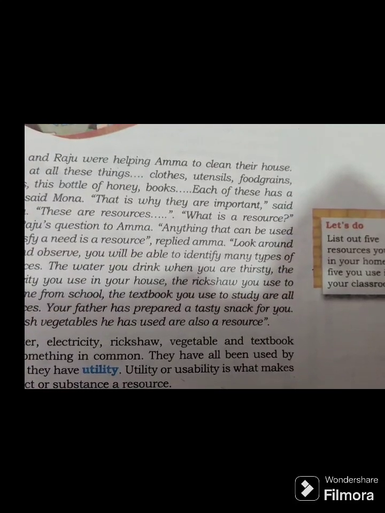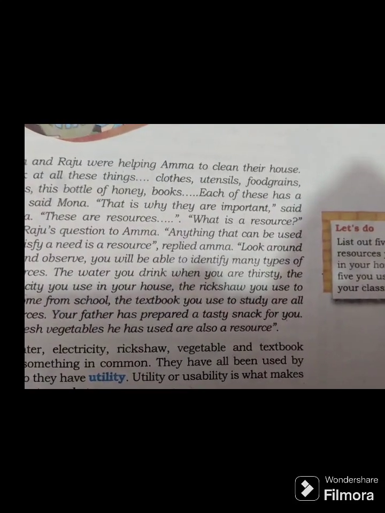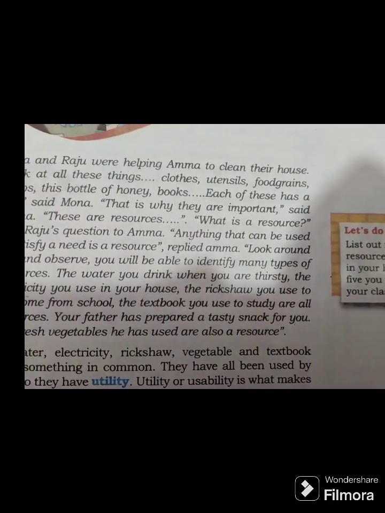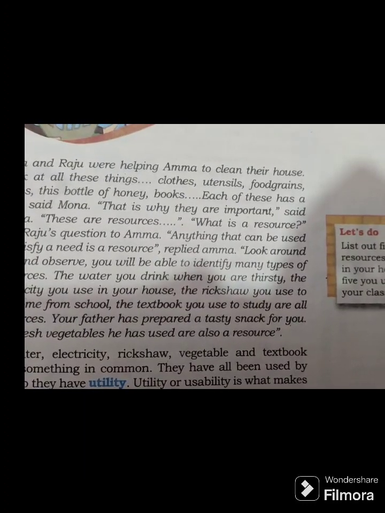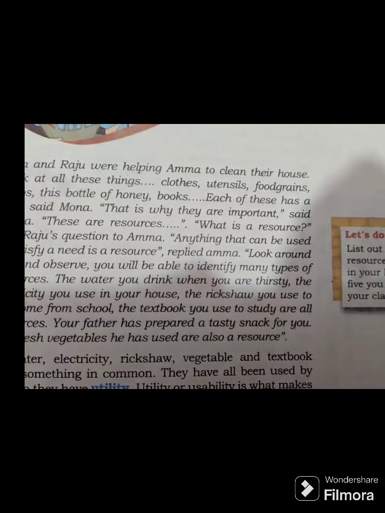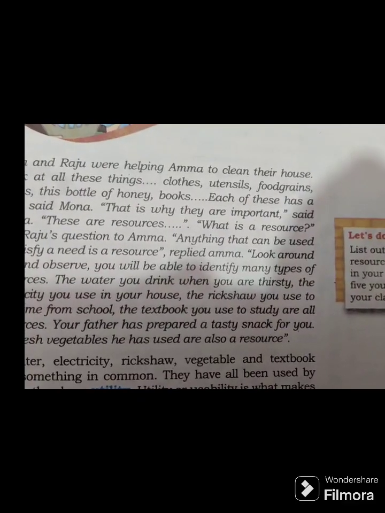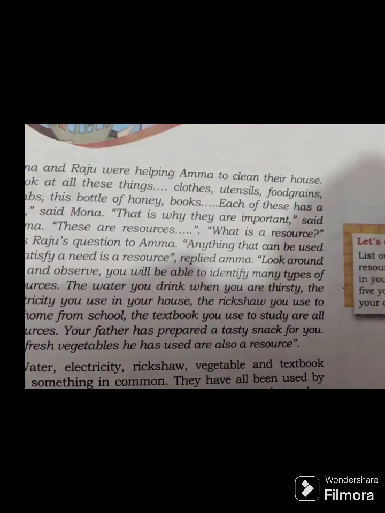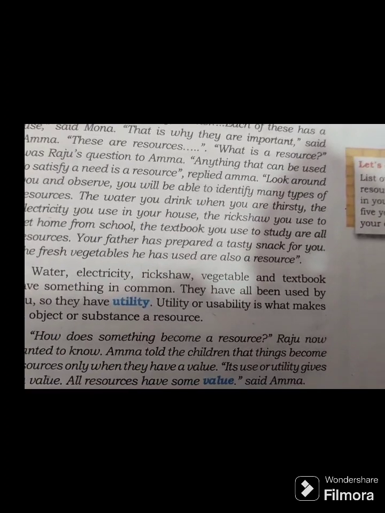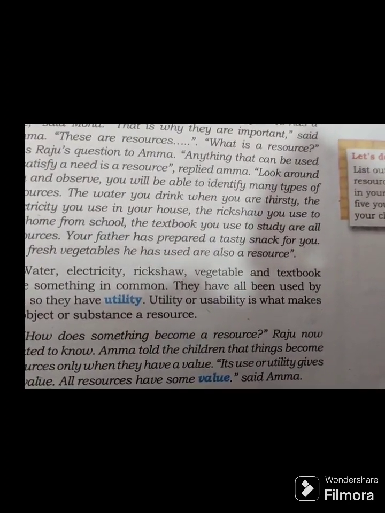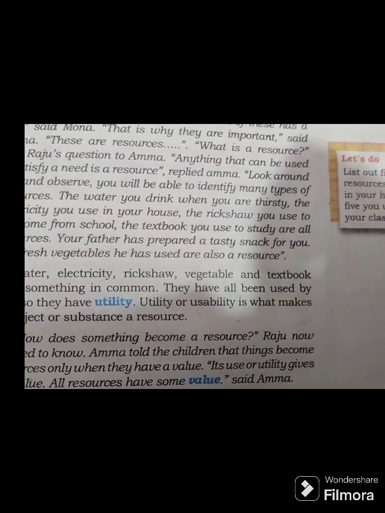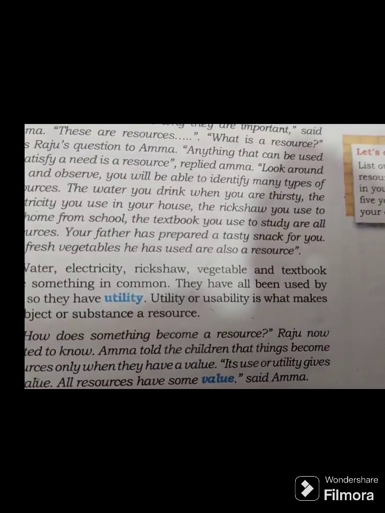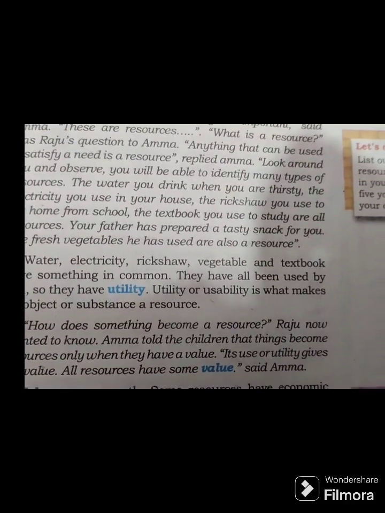Look around you and observe. You will be able to identify many types of resources: the water you drink when you are thirsty, the electricity you use in your house, the rickshaw you use to get home from school, the textbook you use to study are all resources. Your father has prepared a tasty snack for you. The fresh vegetables he has used are also a resource. Water, electricity, rickshaw, vegetable, and textbook have something in common. They have all been used by you, so they have utility. Utility or usability is what makes an object or substance a resource.